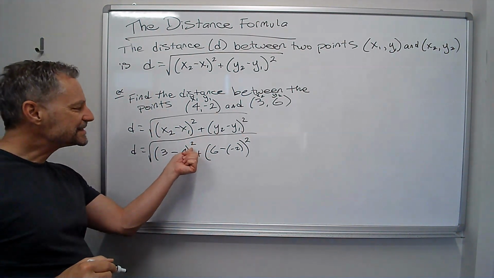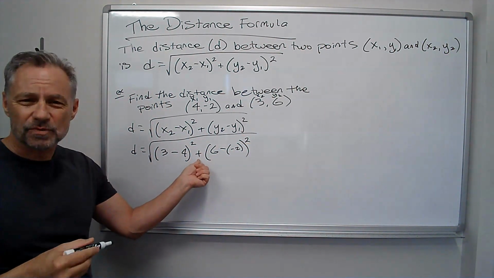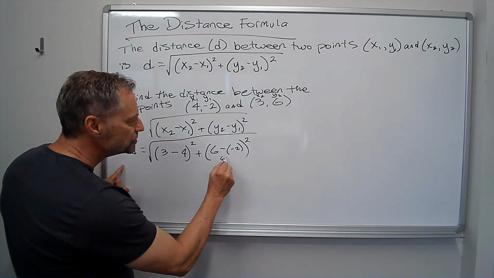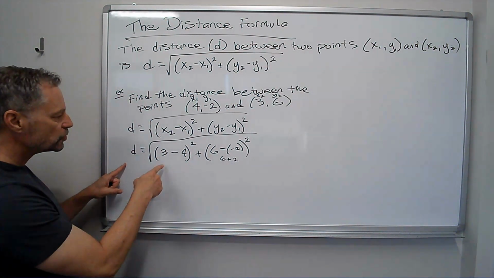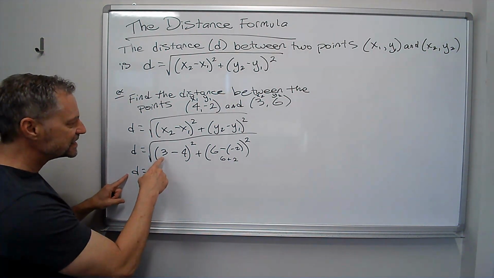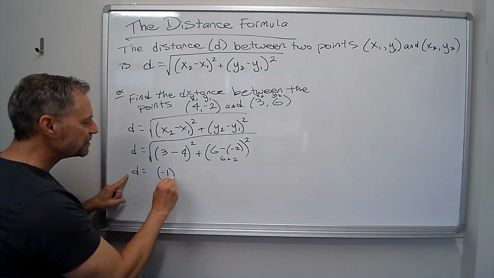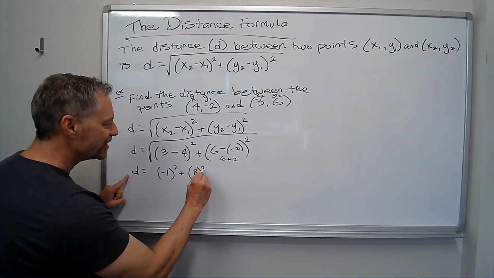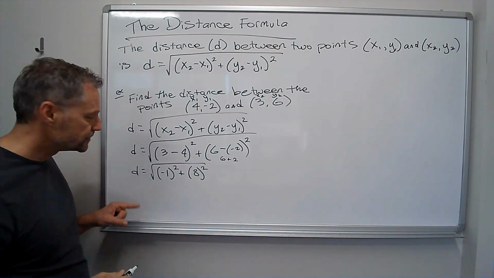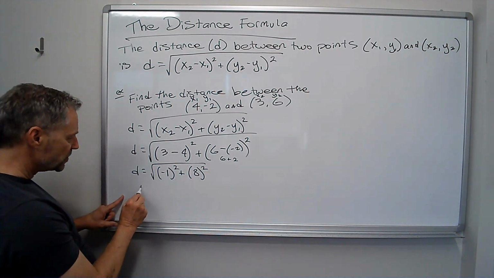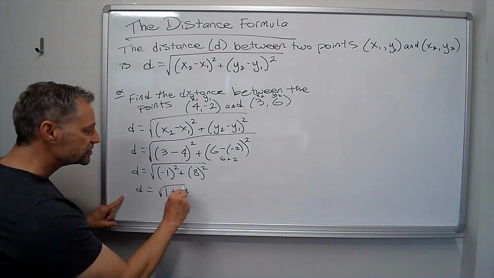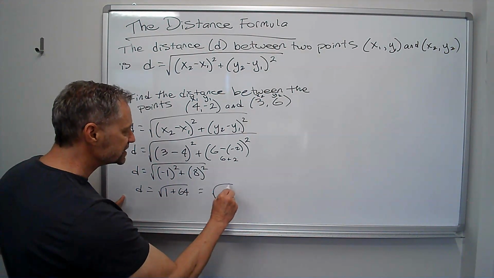Now, the square root doesn't cancel these squares because we've got that plus in the middle. I can't distribute that over. But remember, this means 6 plus 2. So really, I have the distance in this case. 3 minus 4 is negative 1. I'm going to square that. Plus 6 plus 2 is 8. I'm going to square that, and then just take the square root. And so I get the distance is 1 plus 64, the square root of all that, or the square root of 65.